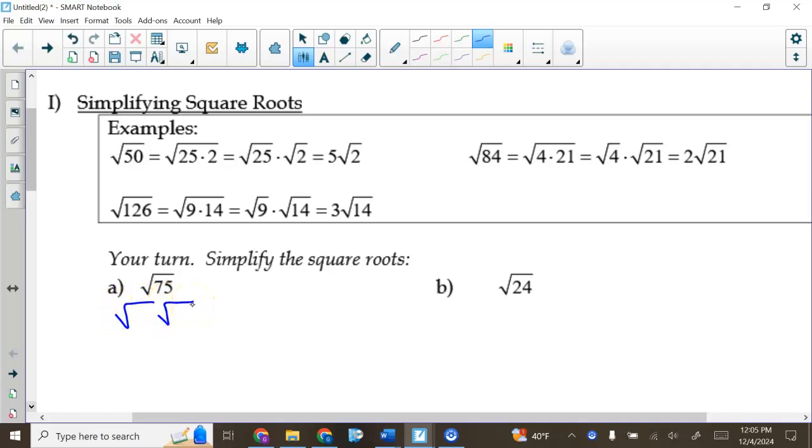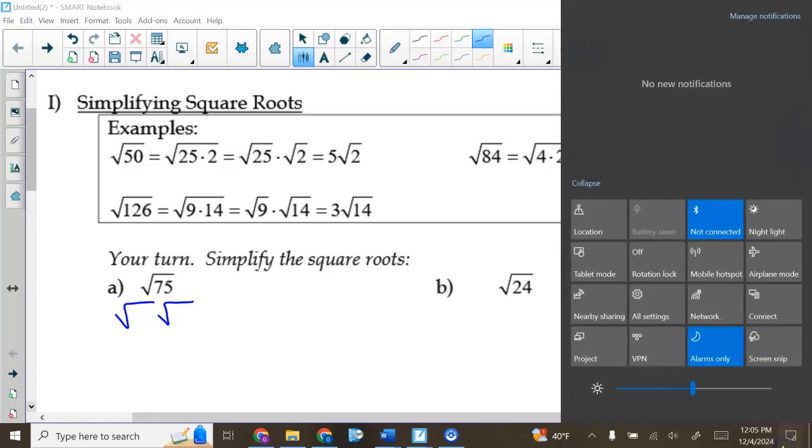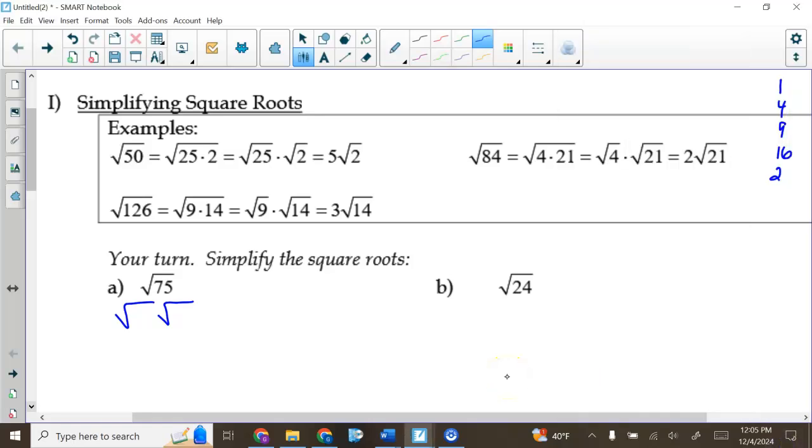But when we think about what perfect squares go into 75, think about the list of perfect squares. 1 times 1 is 1. 2 times 2 is 4. 3 times 3, 9. 16, 25, 36, and so on. 49. So you always want to write that list of numbers or have it in your head if you don't need to actually write it down.